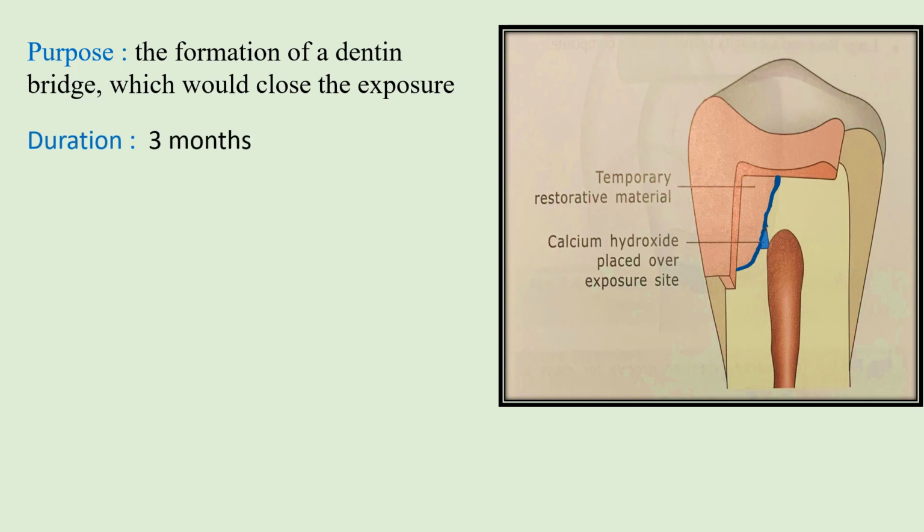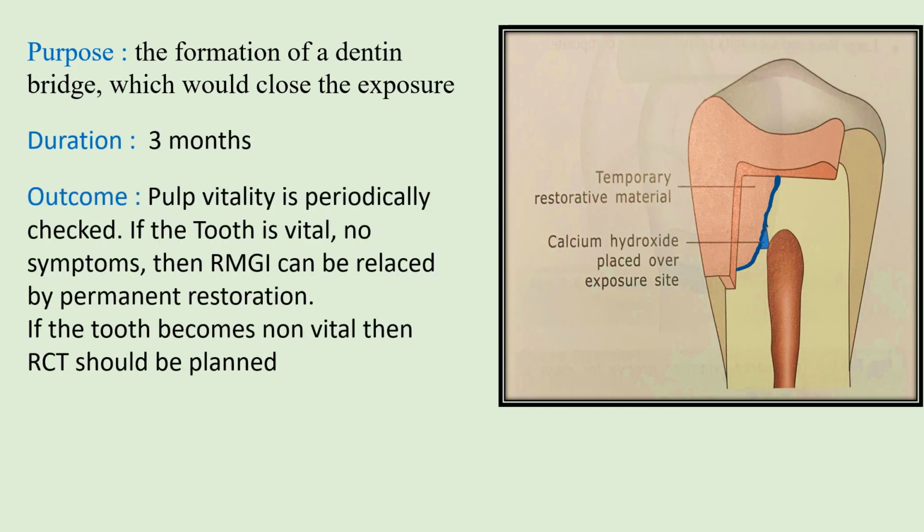The duration is 3 months, and the outcome is that we periodically check the pulp vitality. If the tooth is vital, and no symptoms are present of pain or sensitivity, then the resin modified glass ionomer or the temporary that we have given can be replaced by a permanent restoration. Supposing the tooth becomes non-vital along the way, then we should plan root canal treatment. So this was the procedure of direct pulp capping.